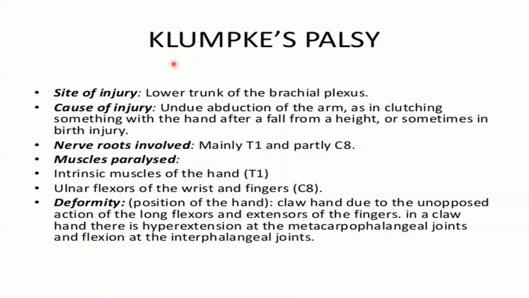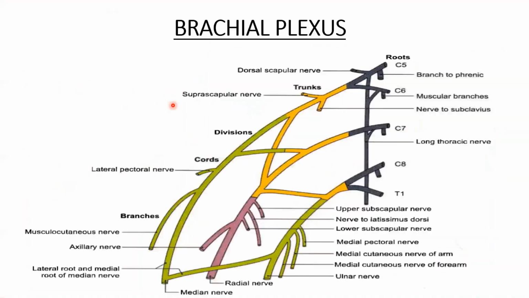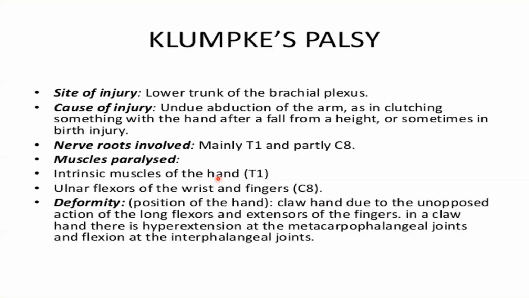Another important clinical anatomy related to the brachial plexus is Klumpke's palsy. The site of injury in this is the lower trunk of the brachial plexus. If I were to show you here, we have an injury in the lower trunk of the brachial plexus. The cause of injury is undue abduction of the arm, such as when someone clutches something with the hand after a fall from a height, or this can also occur in a birth injury. Since the injury is to the lower trunk of the brachial plexus, the nerve roots involved in this condition are T1 mainly and partly C8.